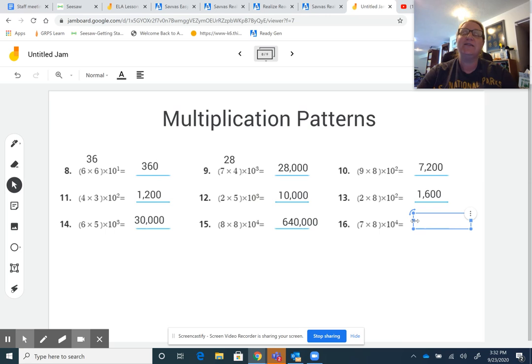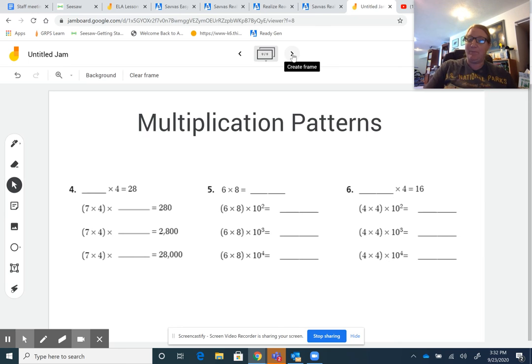Oh, this is the hardest one for me. 56. Yes, final answer, 56. And it says times the fourth power of 10. So I need 4 zeros again. And then I can go back 3, and that gives me 560,000. All right, we have 1 page left.